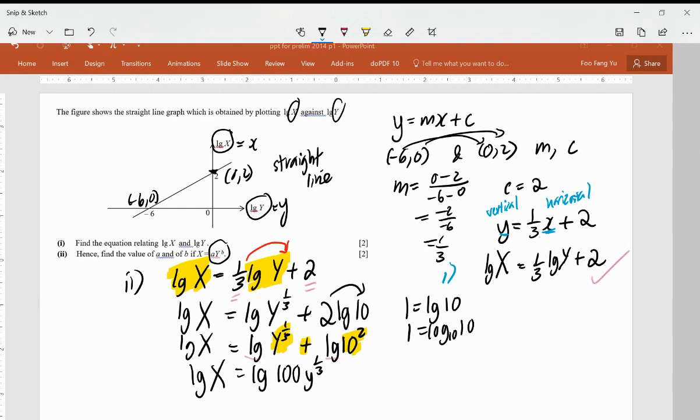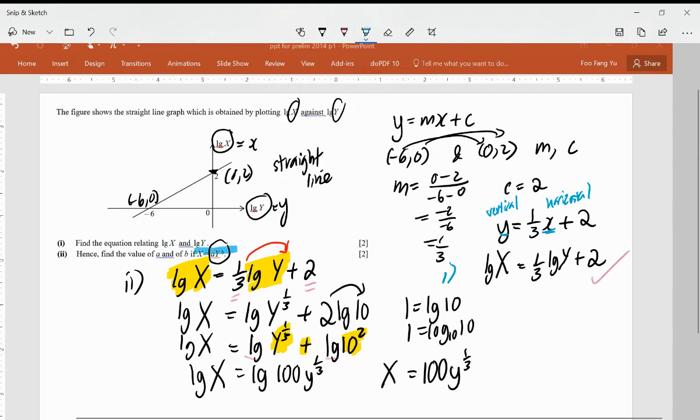Remember, if we have the logarithm that is the same on the left and the right and is only a single term, we can remove it. So we can end off saying that this is 100 y to the power 1/3, which is the same as the form that's given in the question. So let's compare. 100 is the coefficient in front, that would be my a value. And then 1/3 is the power for y.